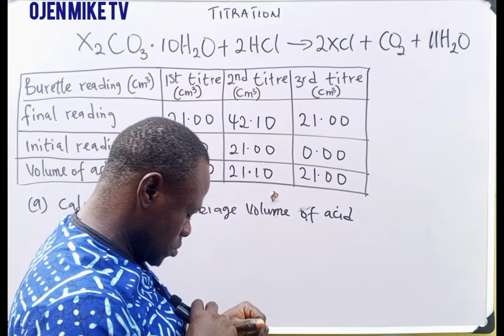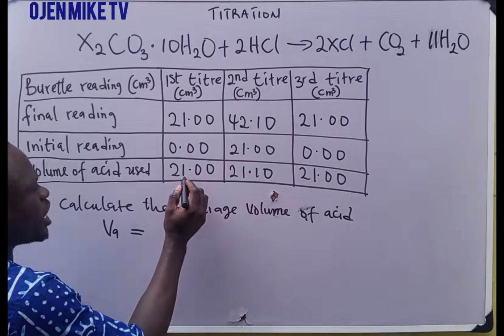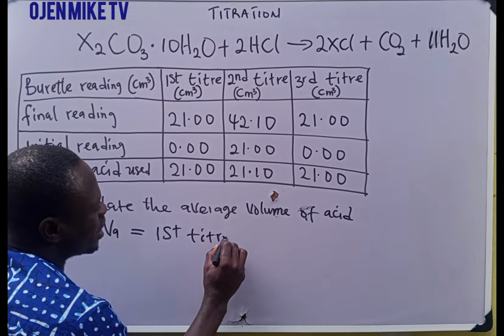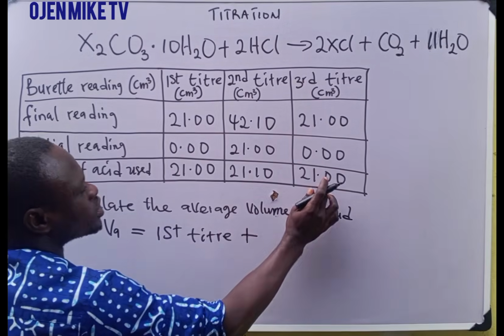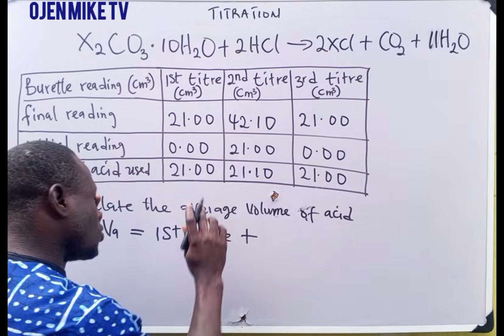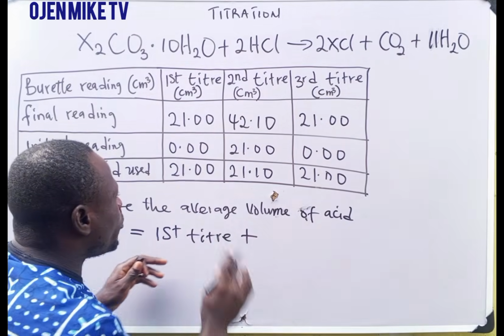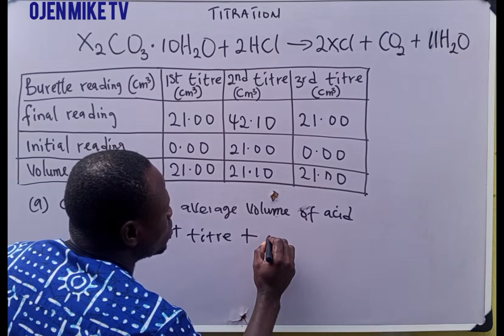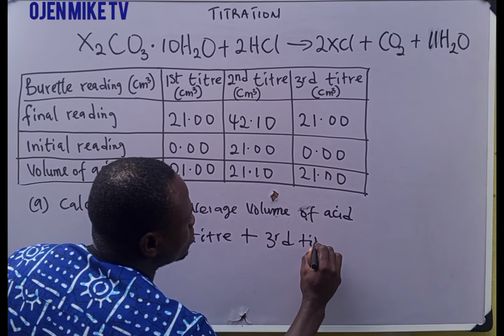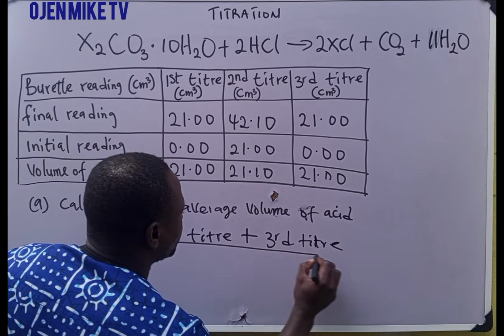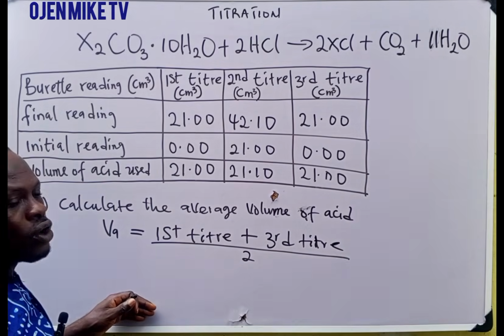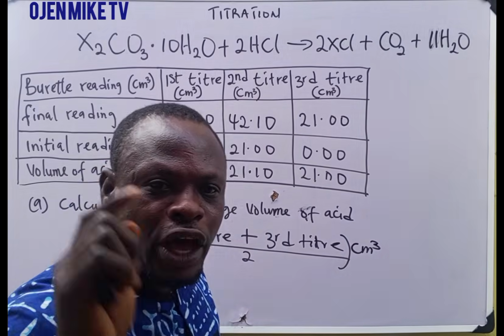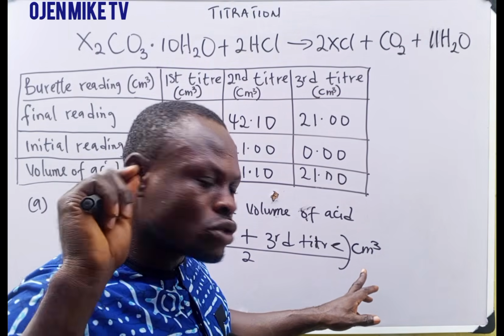Do you understand? Now, what do we do now? We take this one, we have the first titer plus the third titer, 21, which is the same. You can take the 3 and divide by 3, but you can take the 2, always take the ones that are similar and divide. Since there are only 2, I'm going to divide by 2. At the end, I'll put my own cm cube. Please, the unit is very, very important. Volume is in cm cube, so just make sure you put that.